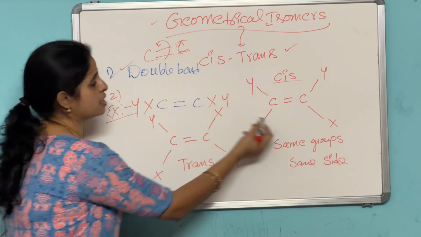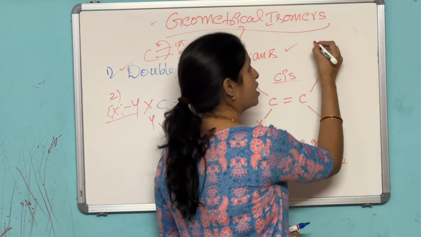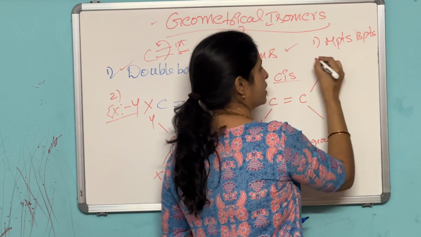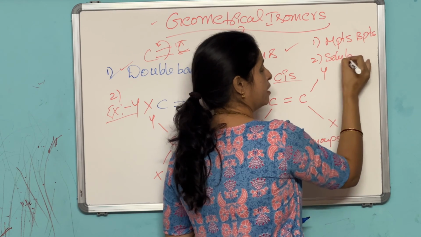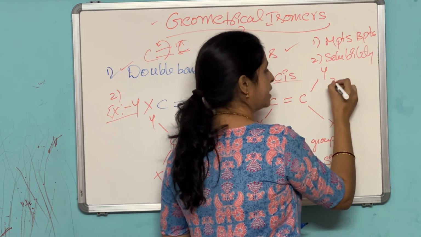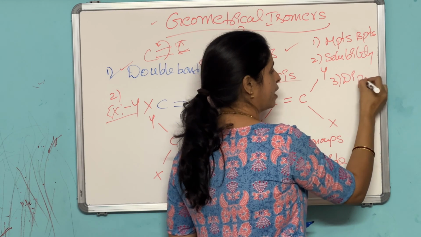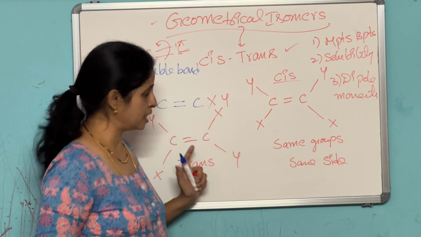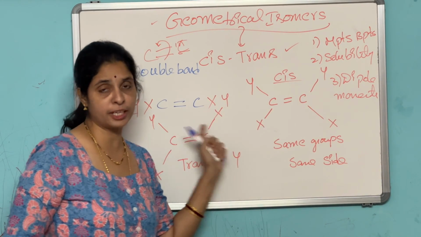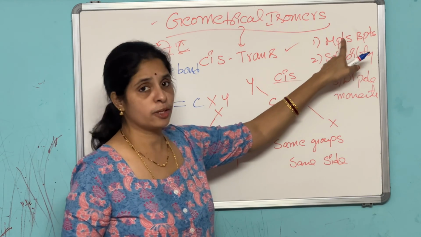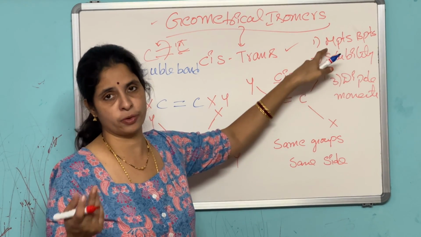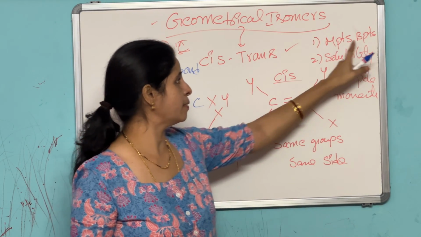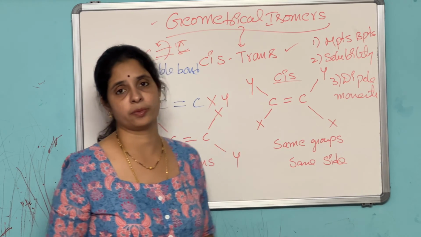Because of the difference in the orientation, these two isomers differ in melting points, boiling points, solubility, and the most important point, dipole moment. They differ in dipole moment also. This is the second point you can write if you are asked to write about geometrical isomerism. Here this is the trans isomer; they differ in the melting point, boiling point, solubility and the dipole moments.